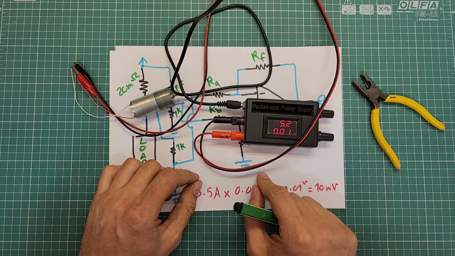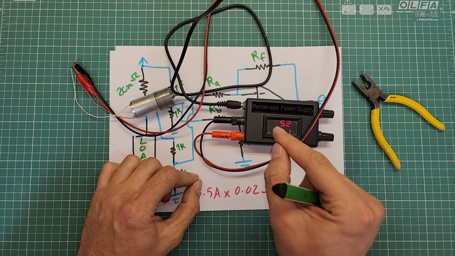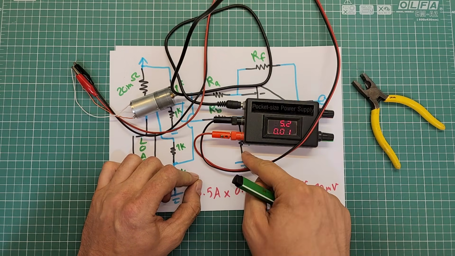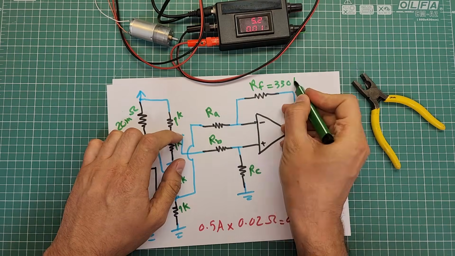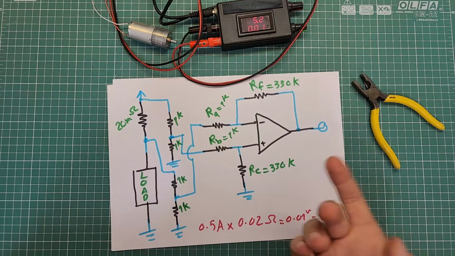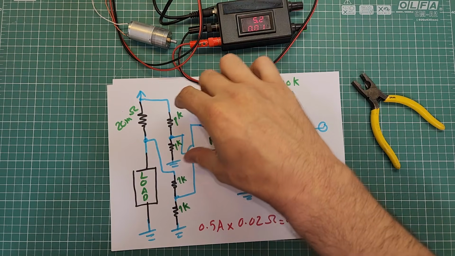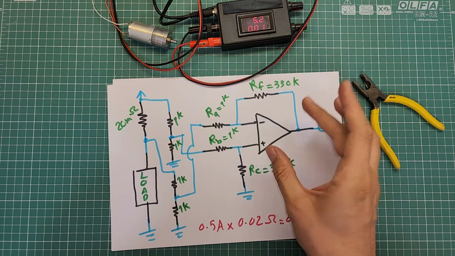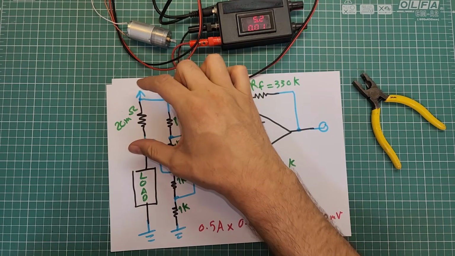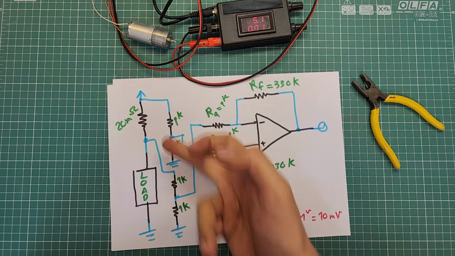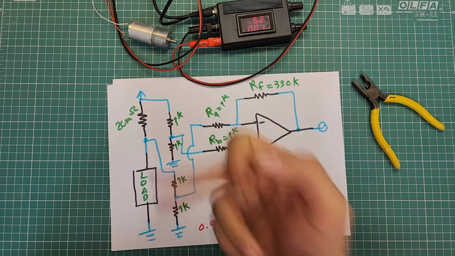I'm going to assign 330 kilo ohm to RF and RC and 1 kilo ohm to RA and RB. Notice that the differential voltage here, I mean the input of the amplifier, will be half of the differential voltage across the shunt resistor because of these two voltage dividers here.